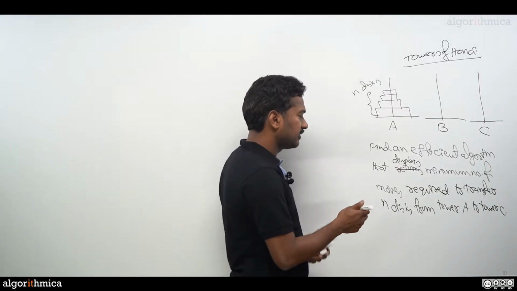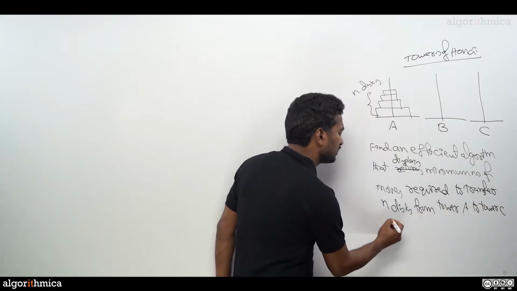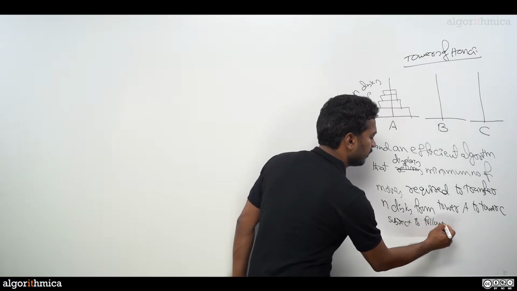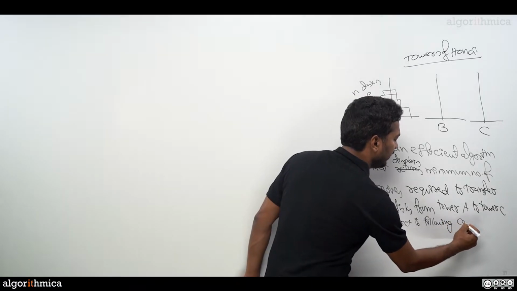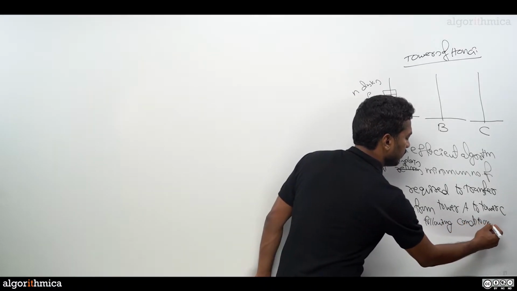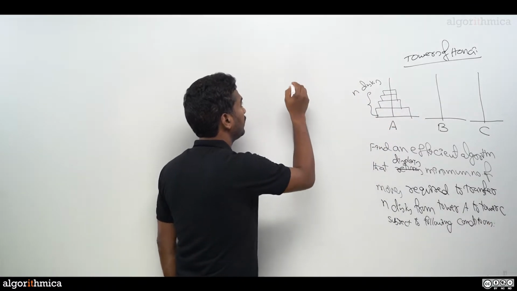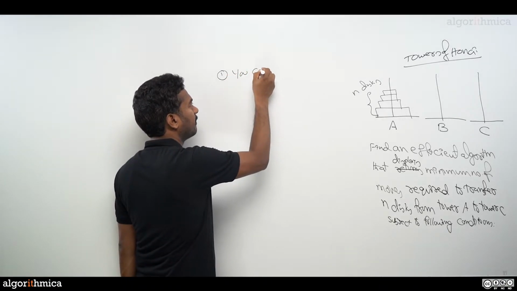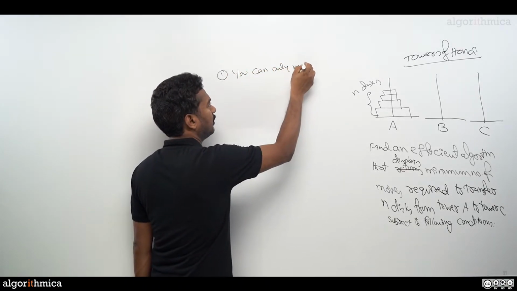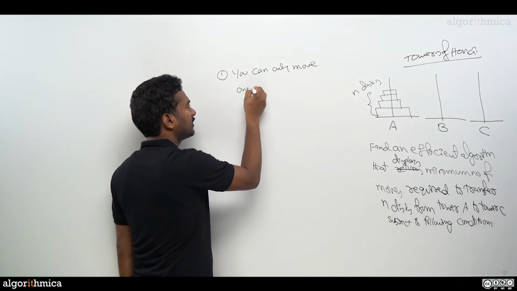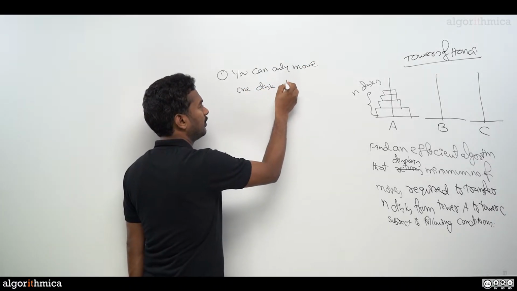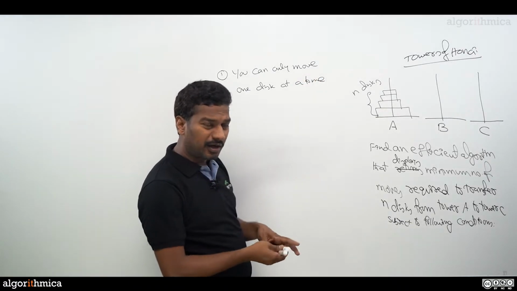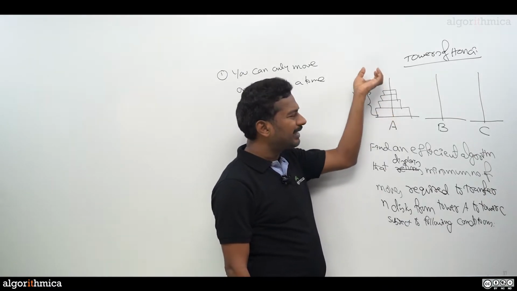So what are those restrictions? Tower C is subject to the following conditions. The first condition is that you can only move one disk at a time. If I put this restriction of only one disk at a time, you cannot take all 4.